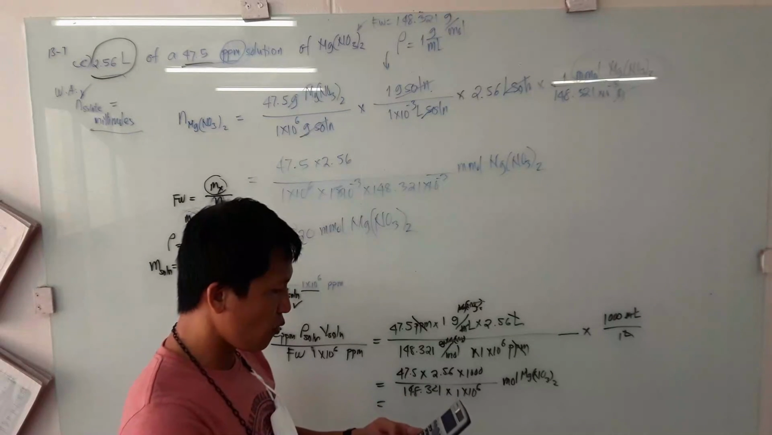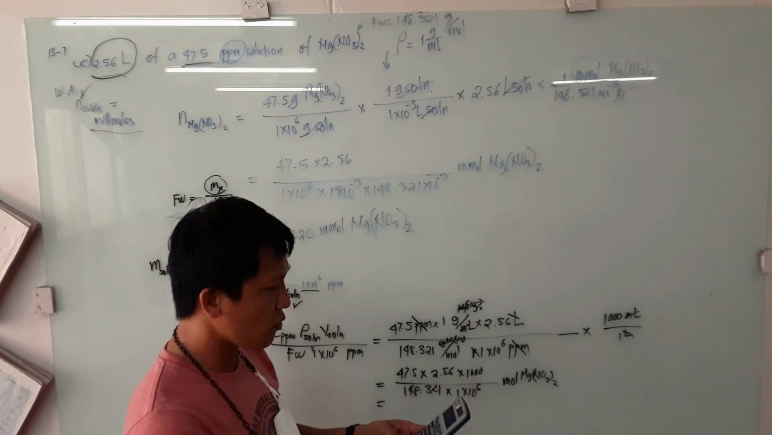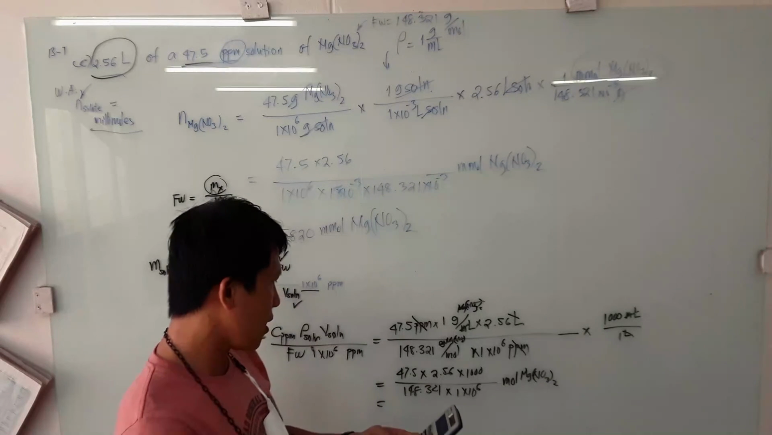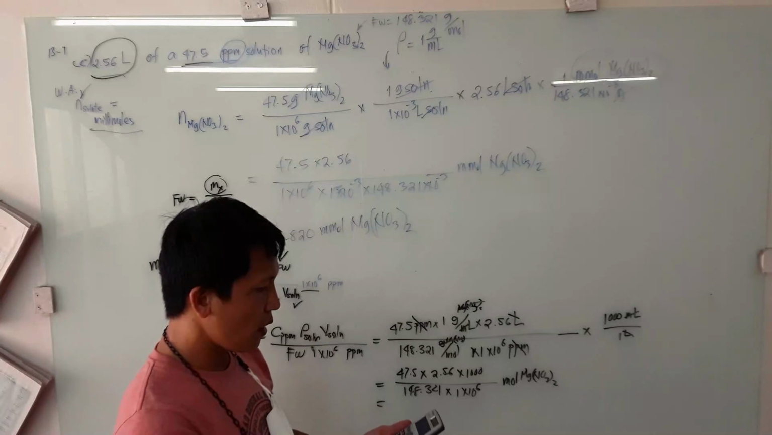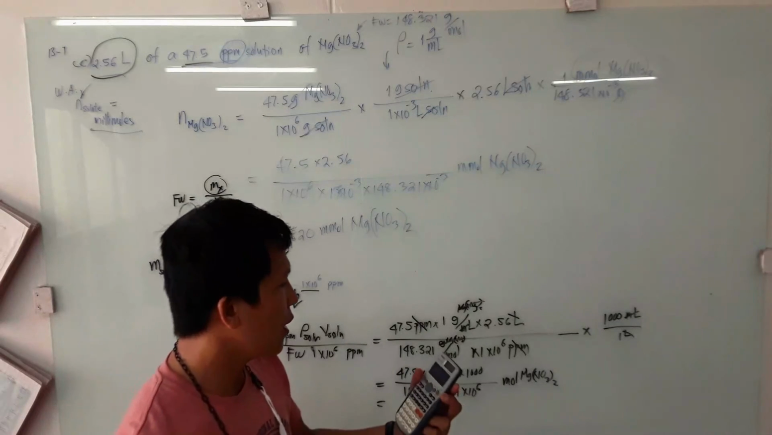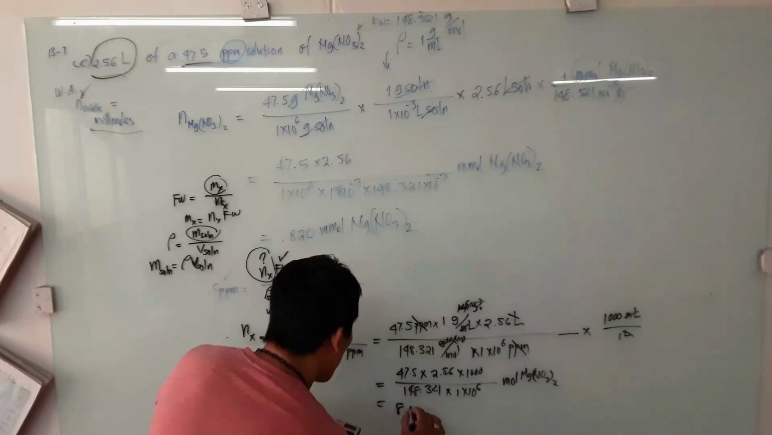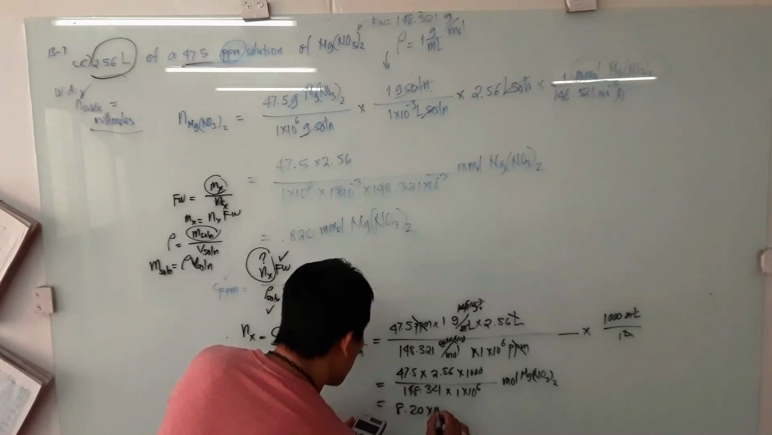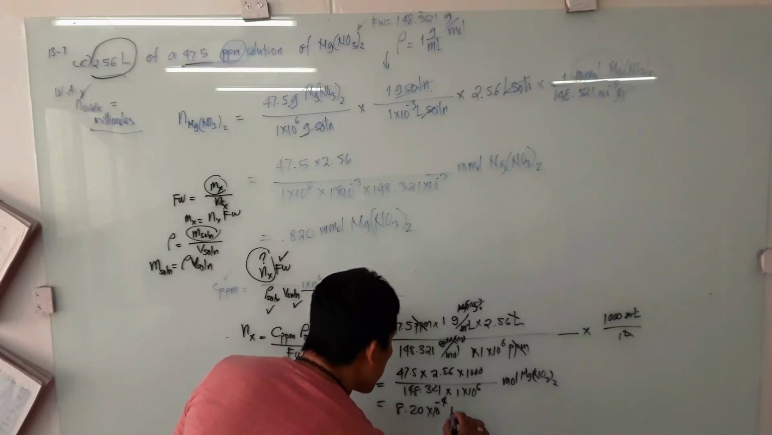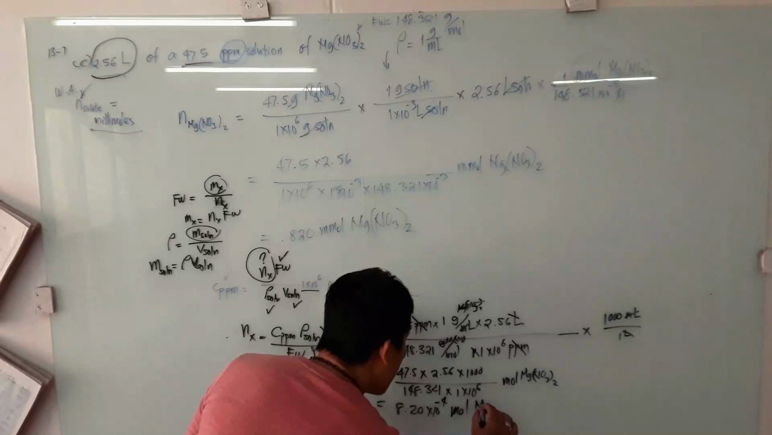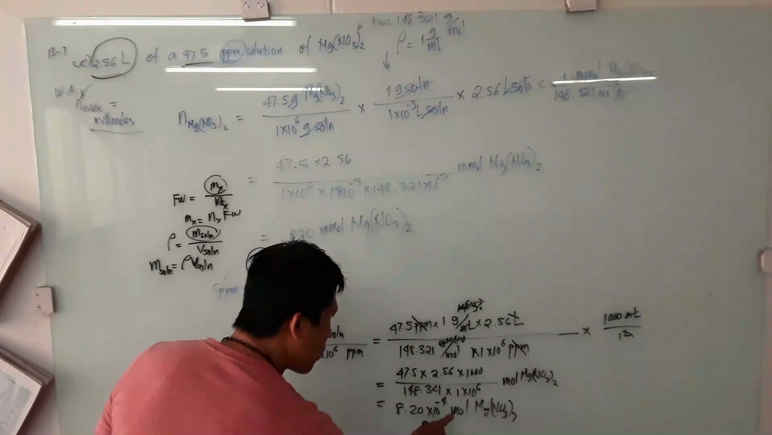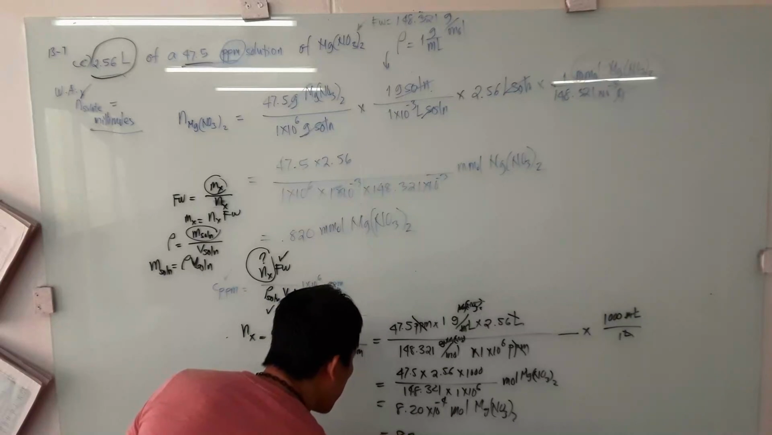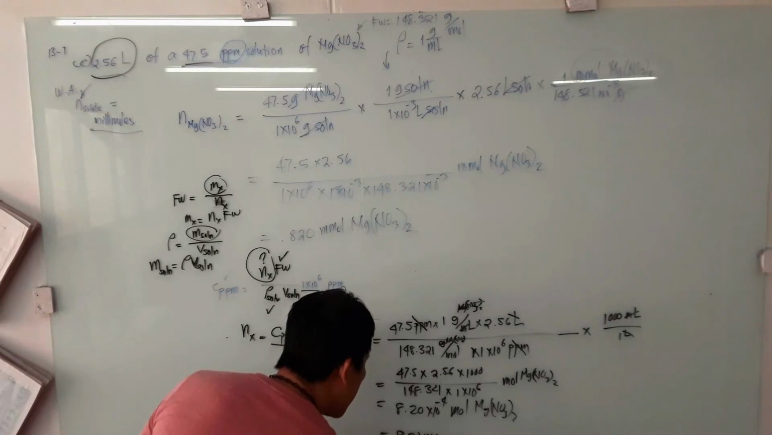47.5 times 2.56 times 1,000, then divided by 148.321 times 1 exponent 6. By that you would have 8.20 times 10 to the negative 4. But again, your unit now is moles of Mg(NO3)2. If you want millimoles, then this is 8.20 times 10 to the negative 1.